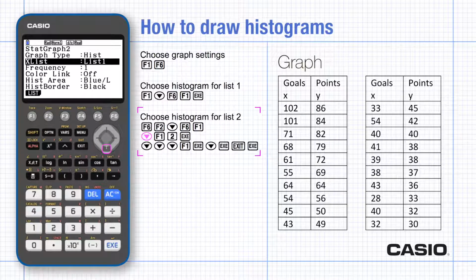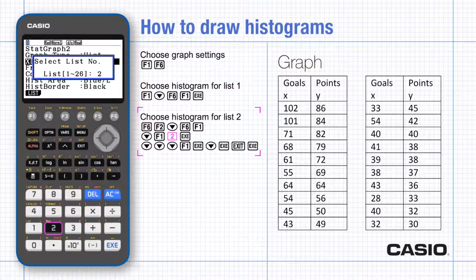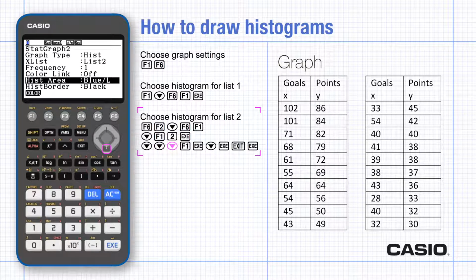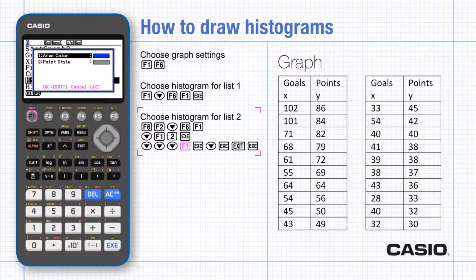Scroll down to Colour to change the appearance of the histogram. Choose Colour and Execute brings up a list of options. Scroll to the colour you want, execute, then exit to go back to the settings and execute again.